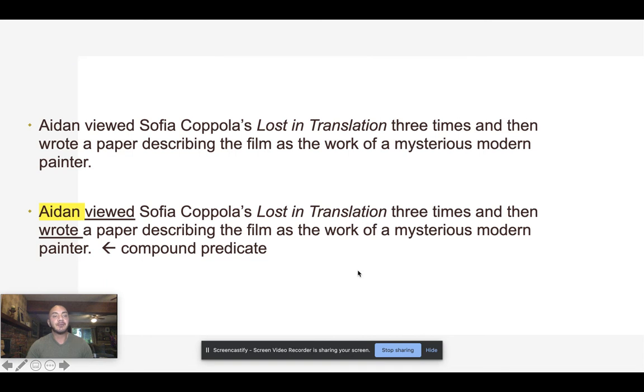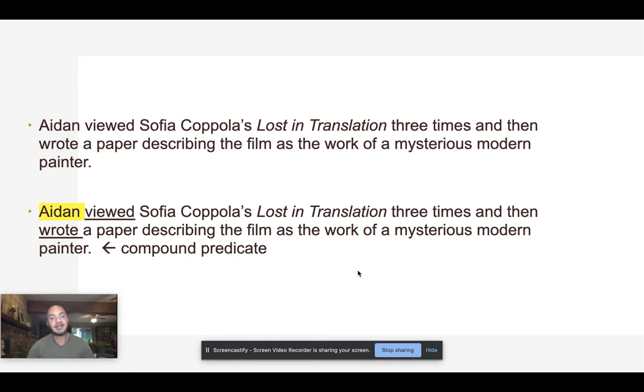Here's another example. Aidan viewed Sofia Coppola's Lost in Translation 3 times and then wrote a paper describing the film as the work of a mysterious modern painter. Well, if you had a time figuring out how to fix this one, it's because it's actually correct. This is not a run-on sentence.